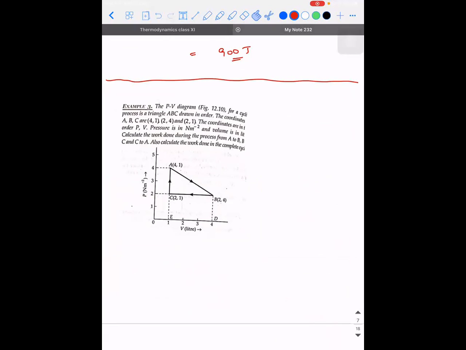So tell me, what is the work done from A to B? So what kind of a process is this? Is it an isochoric process or isobaric process? Or nothing?